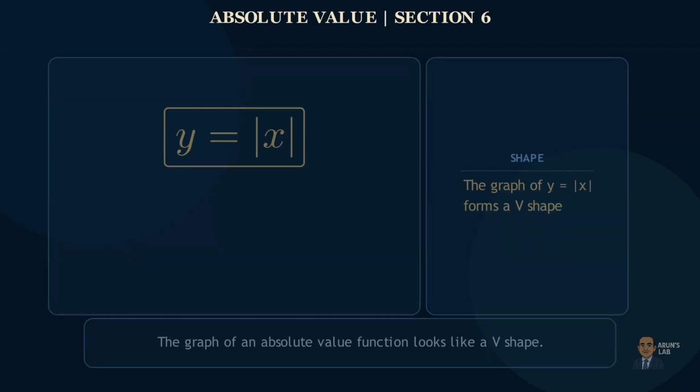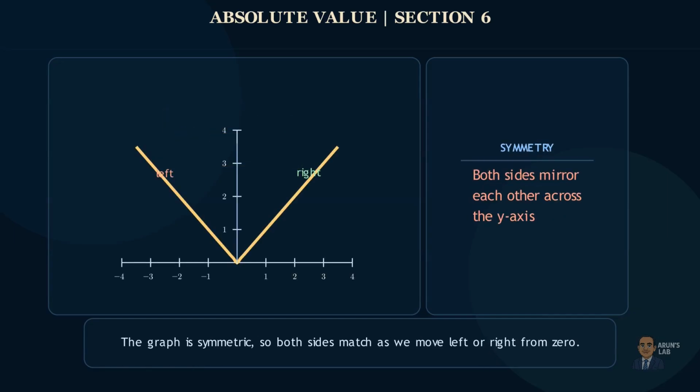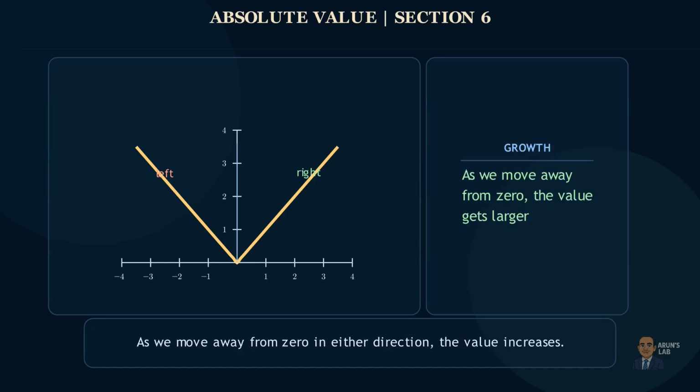The graph of an absolute value function looks like a V shape. Take the example, y is equal to the absolute value of x. The graph is symmetric. As we move away from 0 in either direction, the value increases. This symmetry makes the absolute value function important in many mathematical models.